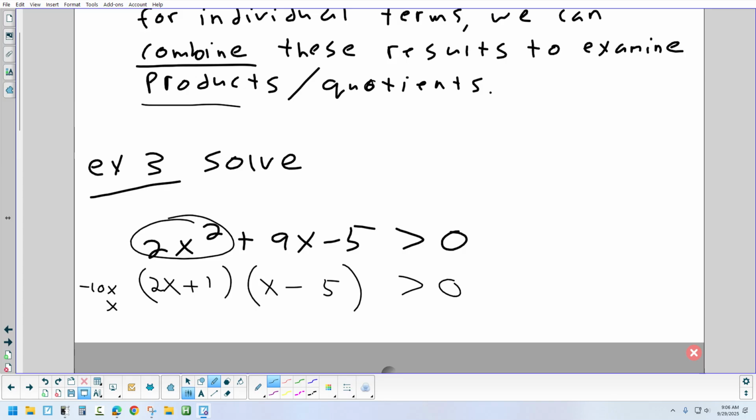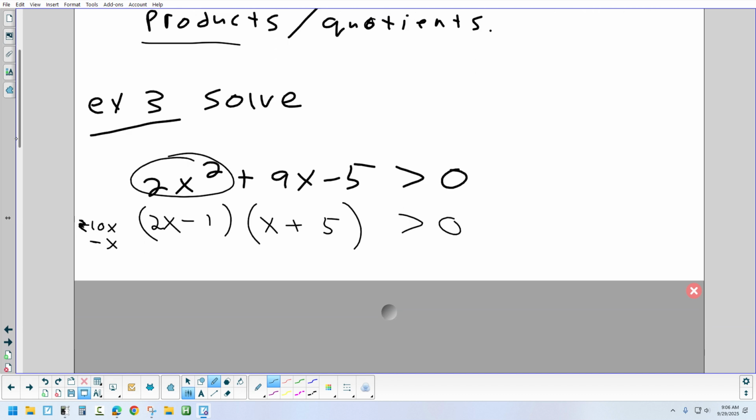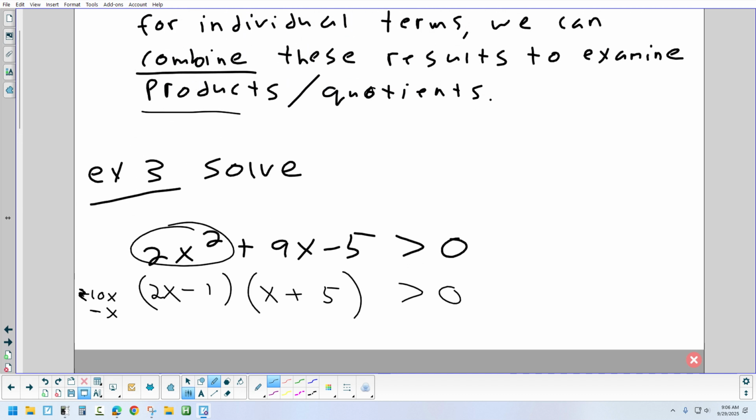What do I need? How do I fix that? Because I don't want negative 9x. Yep. You swap the sign. Swap the signs. So we need the plus there. We need the minus there. Now 2x times 5 is 10x. Negative 1 times x is negative x. 10 take away 1 is 9. Perfect. Okay, so now we factored it.